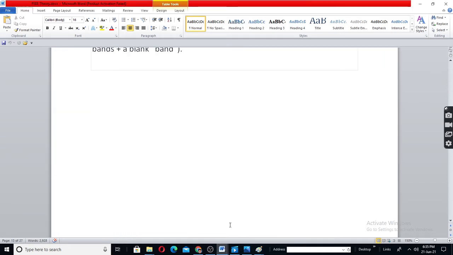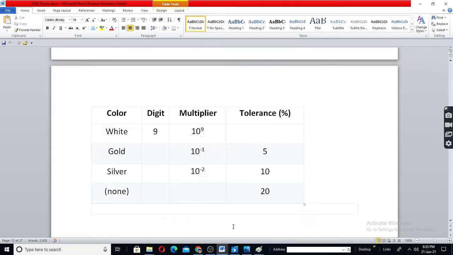If it is gold, tolerance is 5%. Tolerance means the maximum possible error, plus or minus 5%. Silver means plus or minus 10%. If there is no band of tolerance, it means it is very cheap and low quality, meaning the variation in the resistance can be 20%.